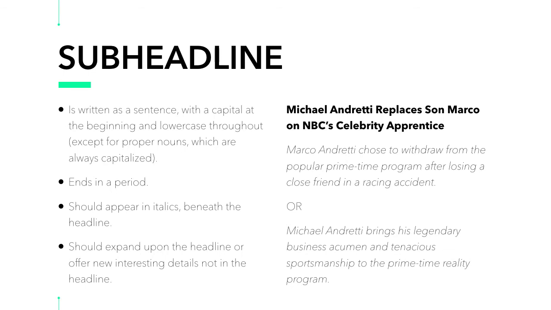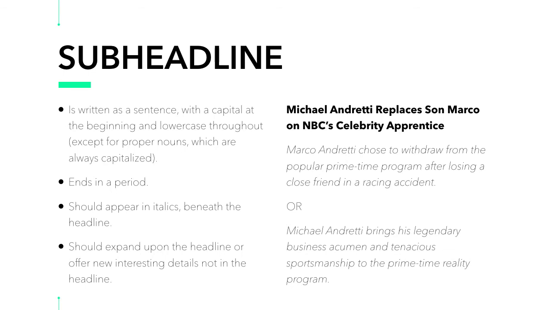So imagine that the journalist is reading and they get a headline that says, Michael Andretti replaces Marco on the Celebrity Apprentice. And then they get a subhead that talks about his friend who passed away. Aha! That is your third and final chance via email to persuade the person, to persuade the reporter. If you persuade them, they're going to read the whole thing. If you don't persuade them, they're just going to move on to the next, right?